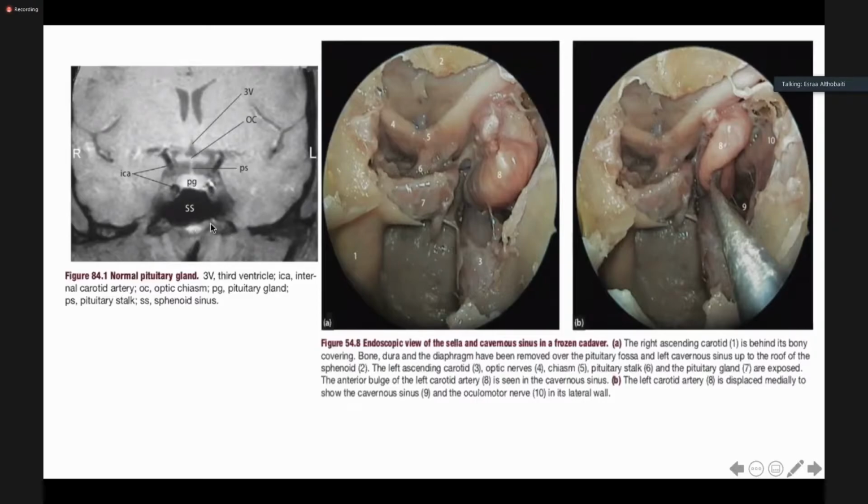And here is the anatomy on the MRI. Here is the sphenoid sinus. This is the pituitary gland. This is the stalk of the gland. This is the optic chiasm. This is the third ventricle, and here we have the internal carotid artery.